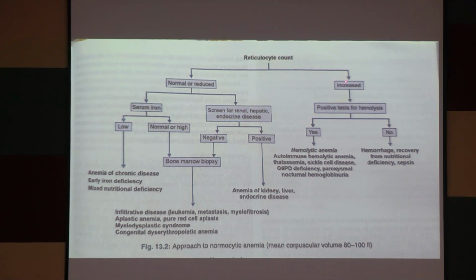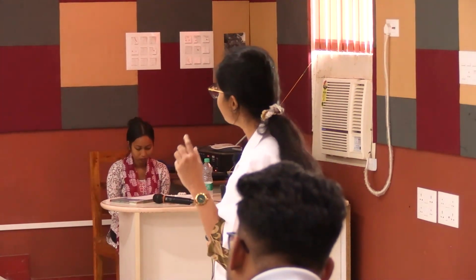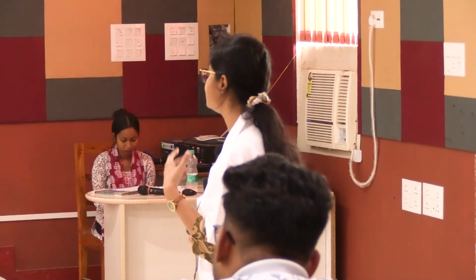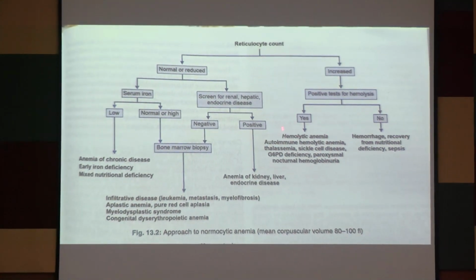If the reticulocyte count is increased, and if we find that there is hemolysis occurring, it comes under hemolytic anemia, we will do classes on hemolytic anemia, okay. And what do you mean by test for hemolysis? Coombs test, if it is positive, it is autoimmune hemolytic anemia, LDH is raised, urobilinogen is raised. So, the hemolysis has its markers. If there is no hemolysis, we will consider that there is hemorrhage occurring or there is recovery phase from nutritional deficiency or sepsis, that is why the reticulocyte count is increased, but it is normocytic.